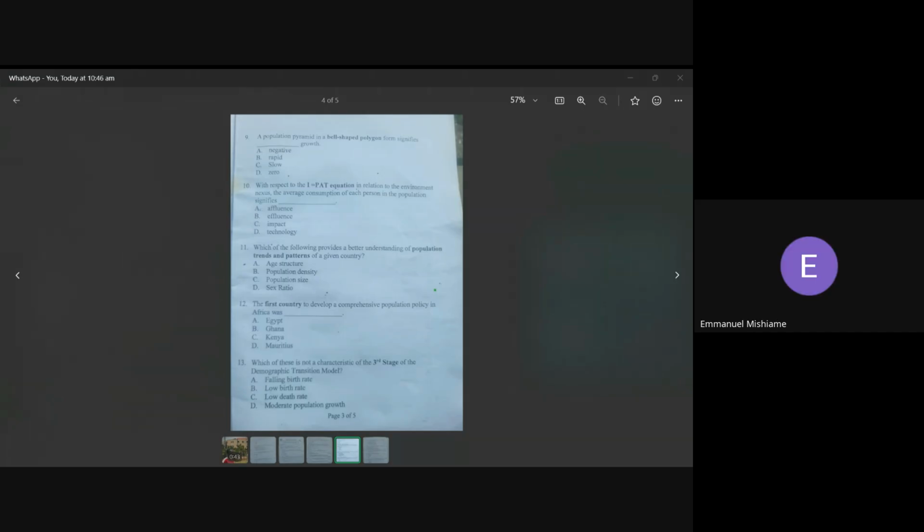Now, we're back to question 13. Let's quickly do it and wrap this one up. Question 13 reads, which of these is not a characteristic of the third stage?